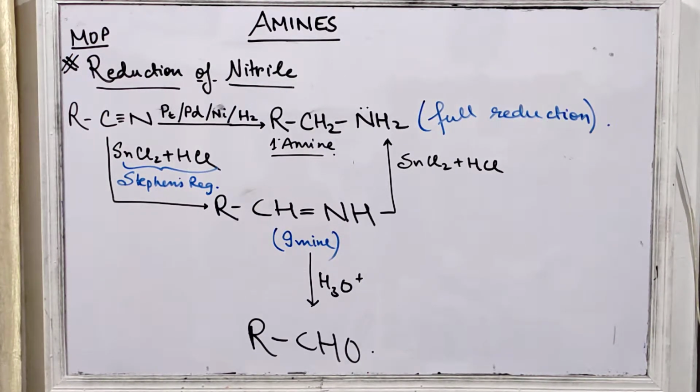Now in the reduction of amide, so what is amide after all? You have to know about it. So amide is RCONH2. So what happens in the reduction of amide? I am going to show you just now.